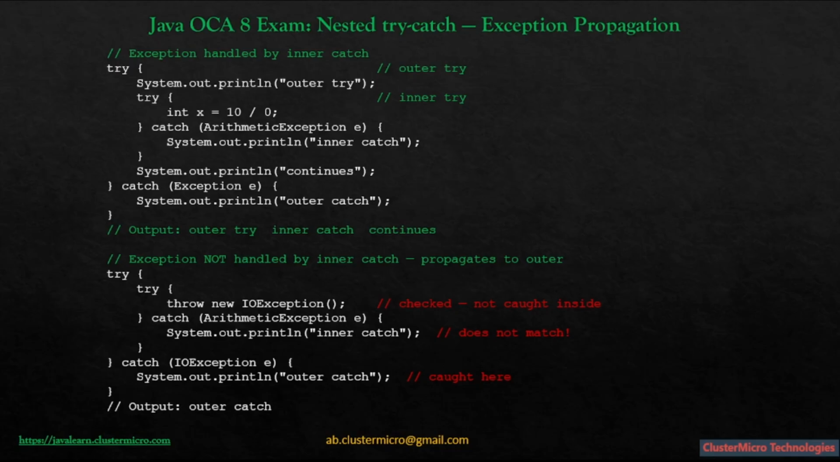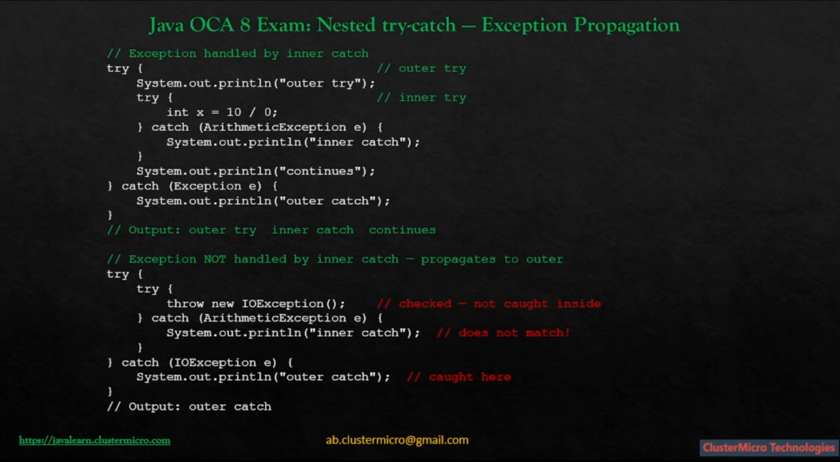So it finds a catch ArithmeticException, so that matches, so inner catch is printed. The exception is fully handled right there. Because the inner try-catch resolved the exception completely, execution continues normally after the inner try-catch block. So continues is printed. The outer catch block never runs because no exception escaped to the outer level. So output is outer try, inner catch, continues. 3 lines, okay. And now we have a second block.